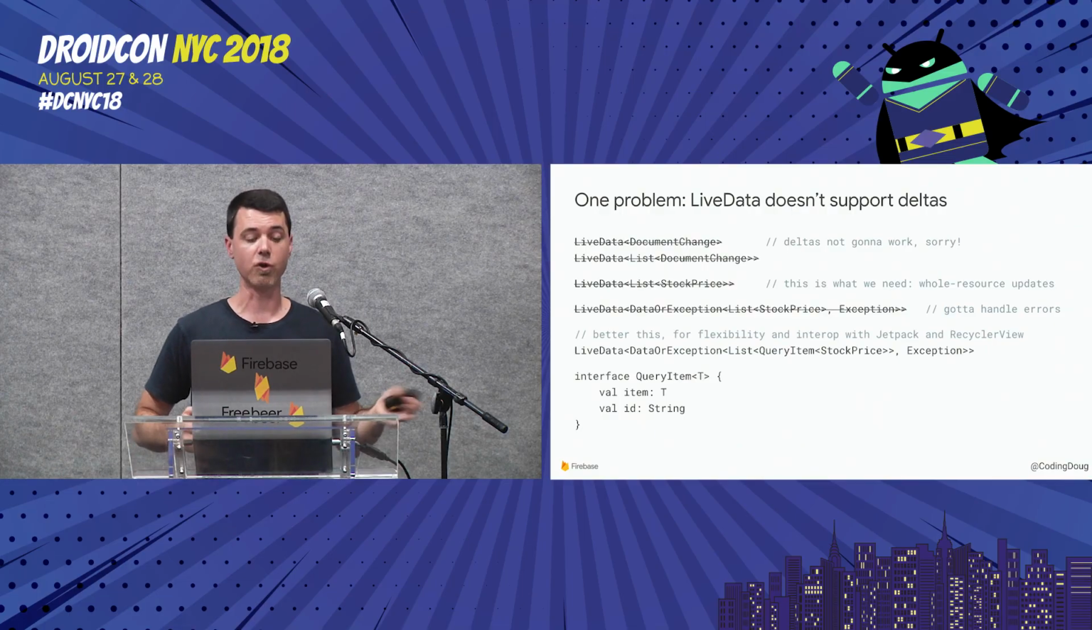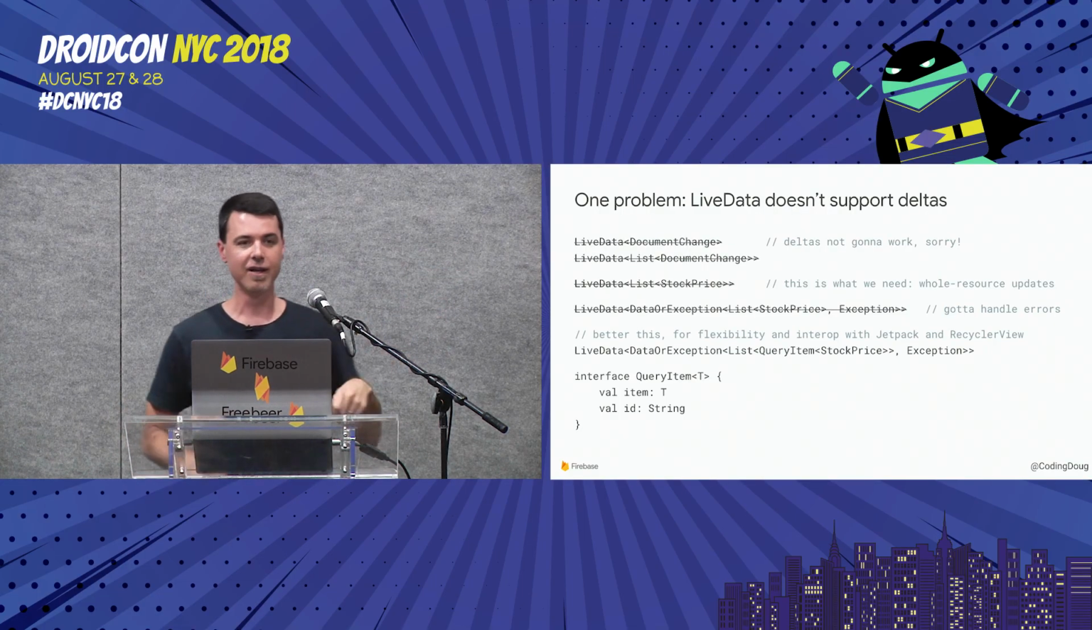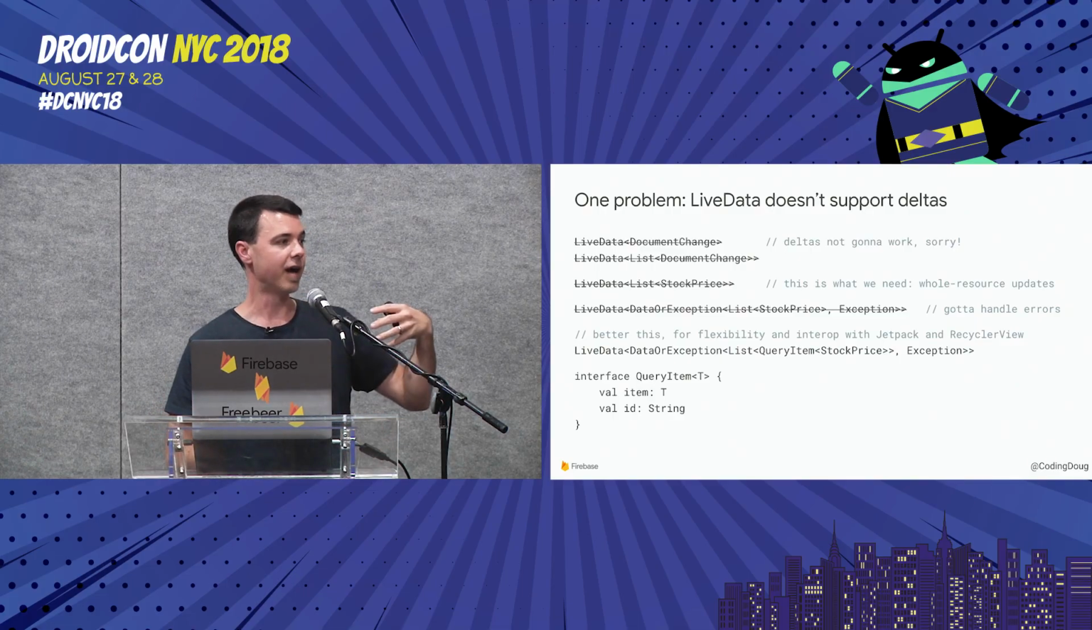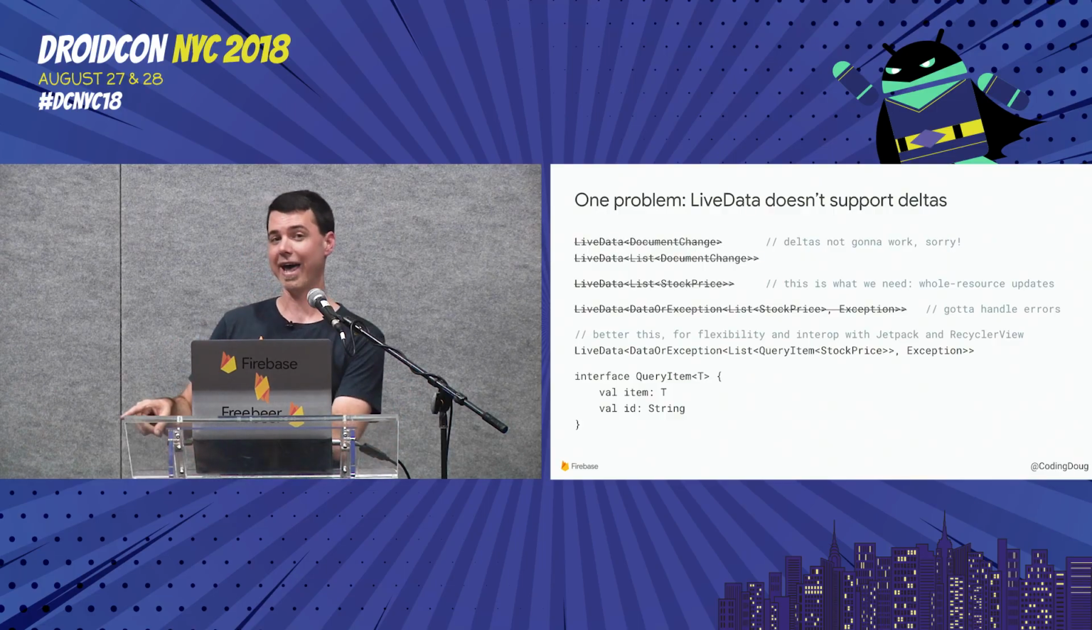I go even further. What I want to do is add in, and you'll notice between the last line and the next line, there's a new abstraction called query item. And query item is basically saying, I have an item and it has a unique ID. Now, I'm not going to explain right now why I add this abstraction in.